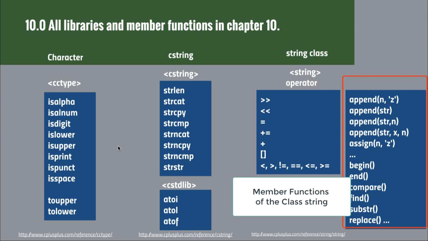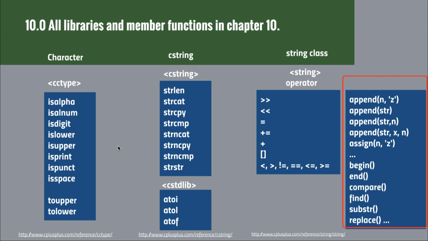The functions in the right box are the member functions of the string class. After this class, I think you will feel that the member functions are more useful and convenient than the library functions for the C-string type. Now let's take a closer look one by one.